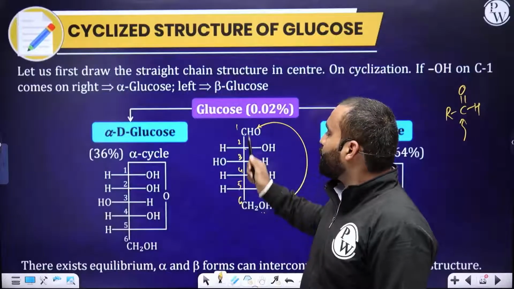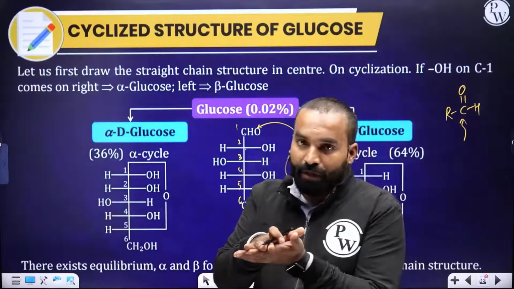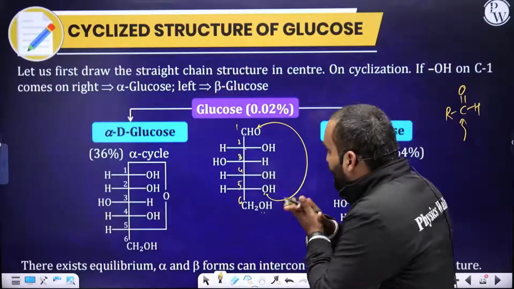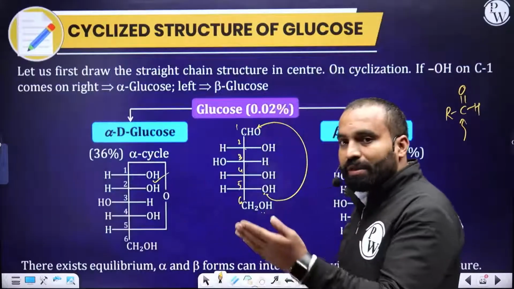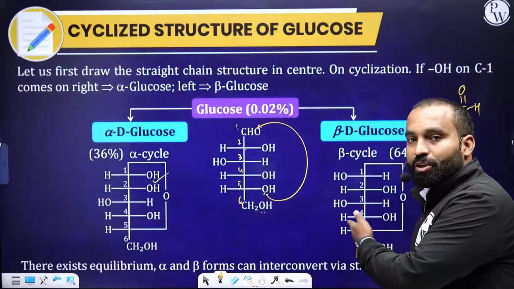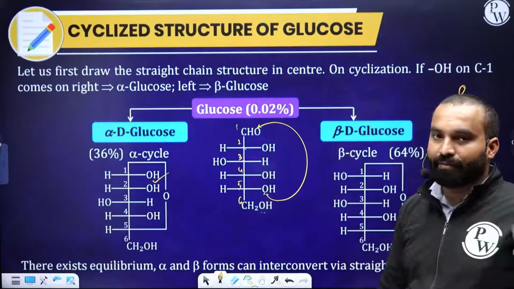And now the first one, which was originally planar, now has two types of configuration. On one side you may have OH on the right hand side, and in the other stereoisomer you may have OH on the left hand side.